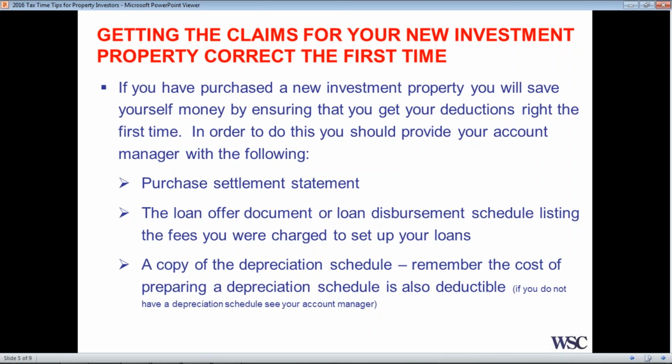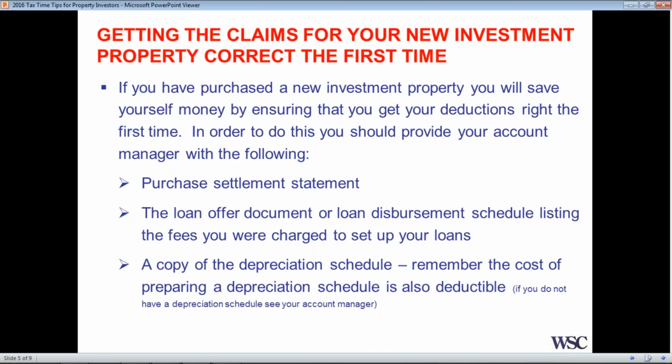Also, the loan offer documents or disbursement documents. Again, we talked about borrowing costs being deductible, so that's very important in terms of your costs and your claiming of costs over those initial years. We'd also like a copy of the depreciation schedule, and remember the cost of preparing the depreciation schedule is also deductible.